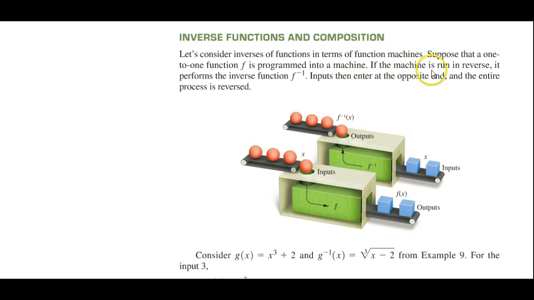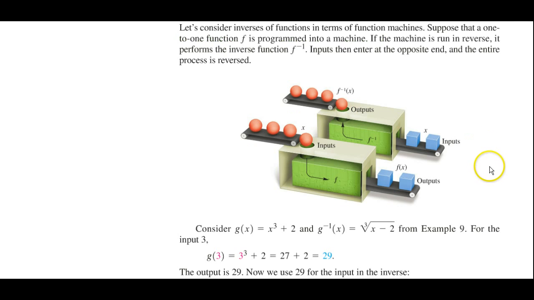If the machine runs in reverse, it performs the inverse function. Again, this is not a negative exponent. It's the symbol for inverse function. Input then enters this way, and the output then is this. An excellent example of what's going on. So let's consider what they're showing us here.